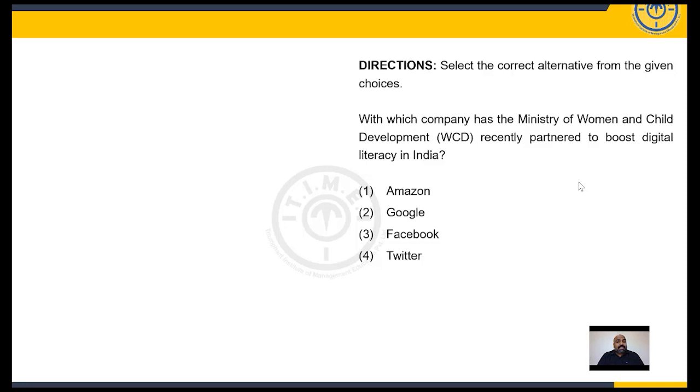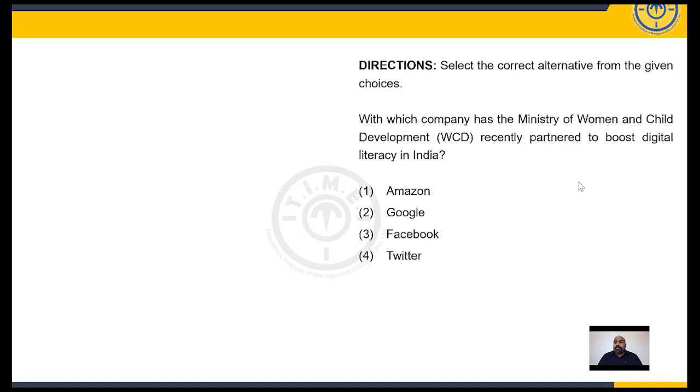With which company has the Ministry of Women and Child Development recently partnered to boost digital literacy in India? Of course, as you would know, the answer is Facebook. The answer is important, but equally important would be to discuss the choices as well as some part of the question itself. Now, you know that the Ministry of Women and Child Development is headed by Smriti Irani. You also know that she is the Lok Sabha MP from Amethi, which is in Uttar Pradesh. This constituency has traditionally been the stronghold of the Gandhi family.